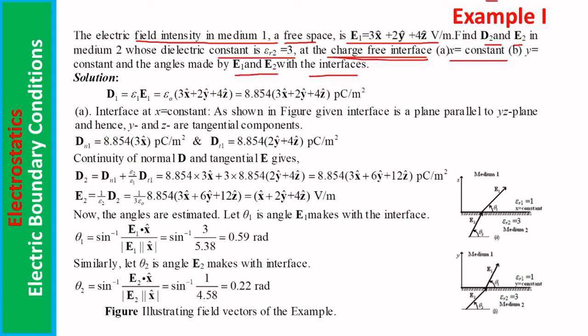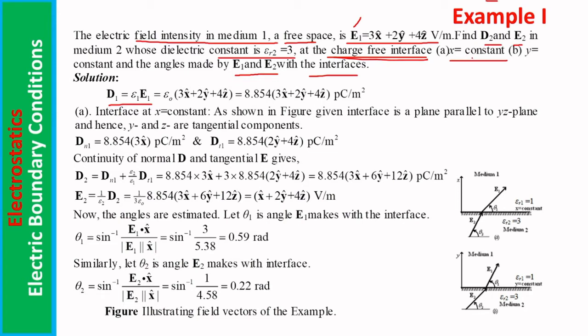Okay, solution. E1 is available. Find D1. D1 equal to epsilon 1 E1. Epsilon 1 is epsilon naught, because medium 1 is free space. Now, before moving further, we have to identify the normal components and tangential components in the expression of D1 and E1. This identification is possible only if we know the nature of the interface. It is given that x equal to constant is the interface.